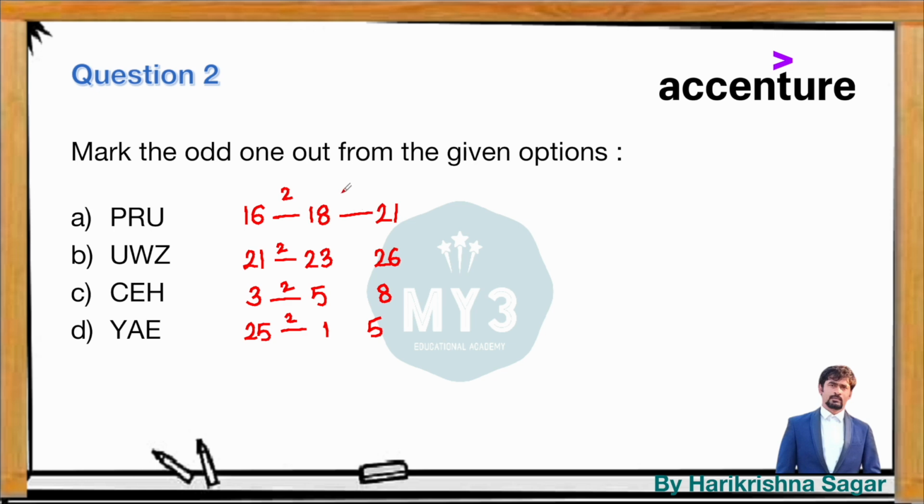Let's look at the difference of the next letters. 18 becomes 21, an increase of 3, and 23 becomes 26, an increase of 3. 5 becomes 8, an increase of 3. 1 becomes 5, an increase of 4. That means these 3 are in one pattern, but this one is in a different pattern because the difference is 4. So you can mark the odd man out as option D here.